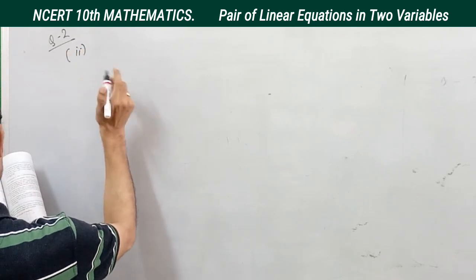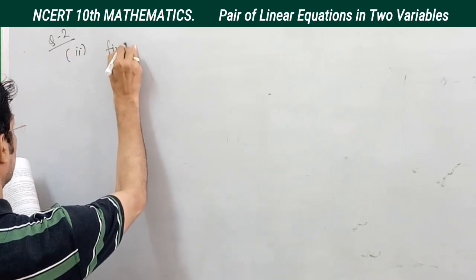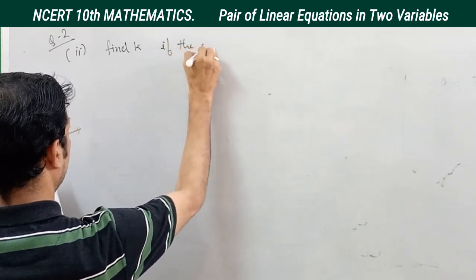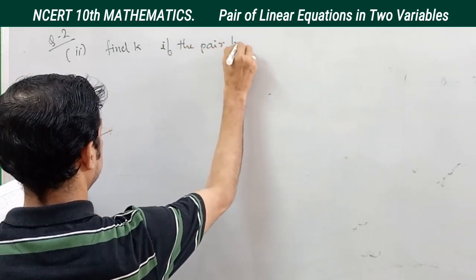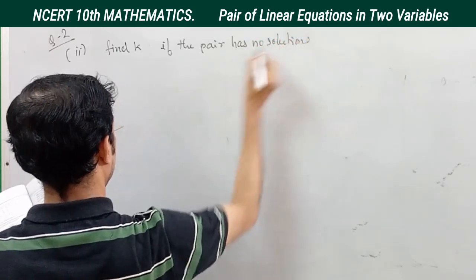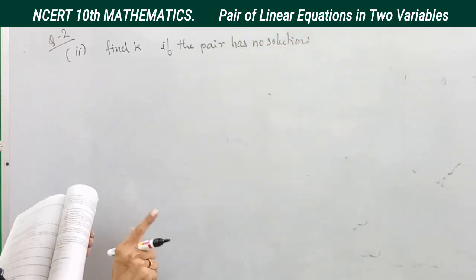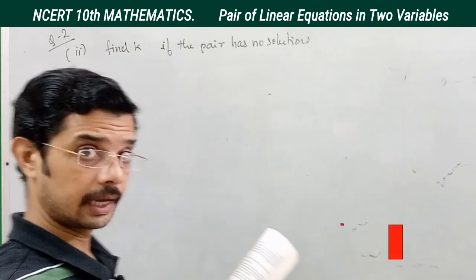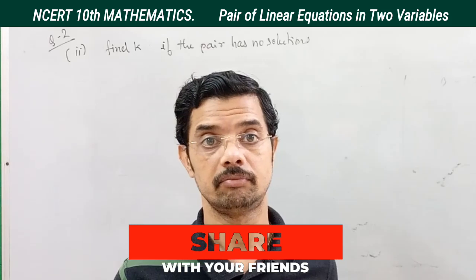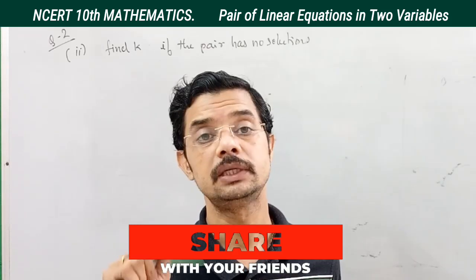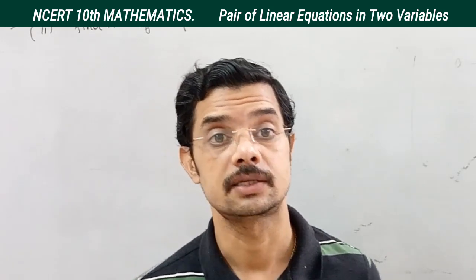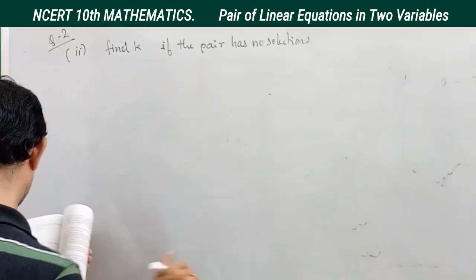Okay. So it is given, find k if the pair has no solutions. No solutions means the lines are parallel. They do not intersect. They are inconsistent. Okay. So let us see.